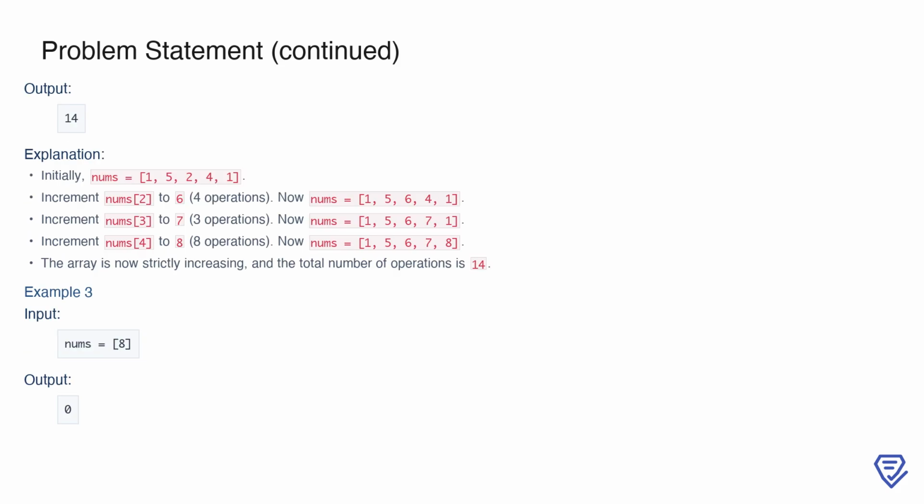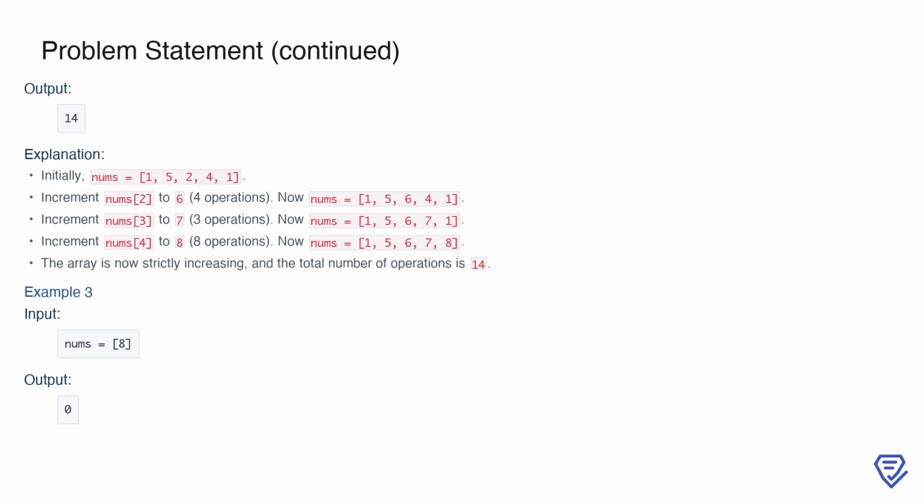Now consider another example with the input nums equals 1, 5, 2, 4, 1. Here, the array is not strictly increasing because several elements violate the condition. First, nums[2] is less than nums[1], so we increment nums[2] by 4 to make it 6. The array becomes 1, 5, 6, 4, 1.